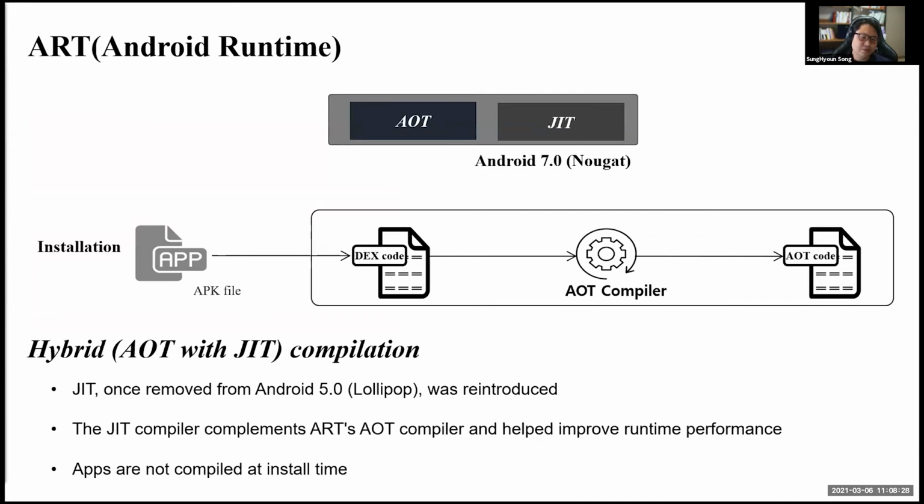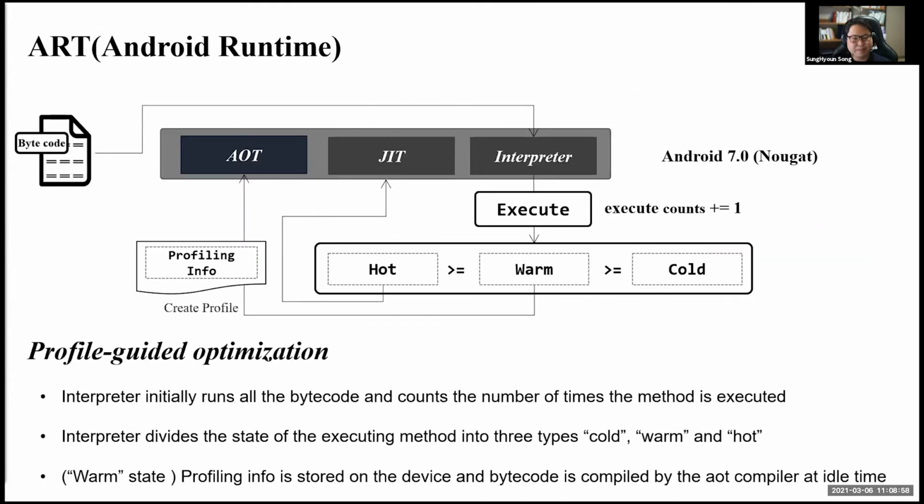So in Android 7, Google reintroduced the just-in-time compiler that was removed in Android 5. The JIT compiler complements the AOT compiler and helps improve runtime performance. And they removed the bytecode compiling step in AOT compilation during the app installation. So when will the AOT compiler start working? Google introduced a new technique called profile guided optimization.